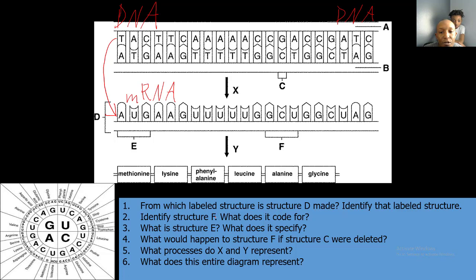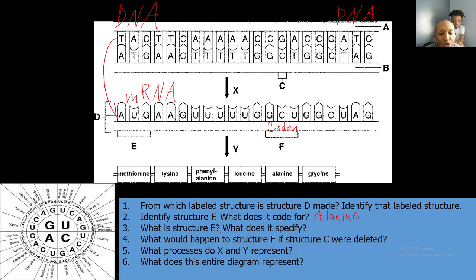Number 2, identify structure F. Structure F comes in 3, so this lets me know that this is a codon. And then what does it code for? We're going to use our codon wheel to see what it codes for. So we have GCU, and let's start from the middle, GCU. So this actually codes for alanine.